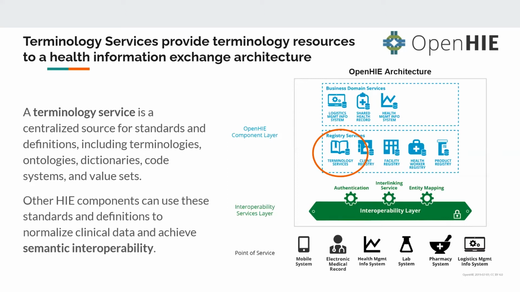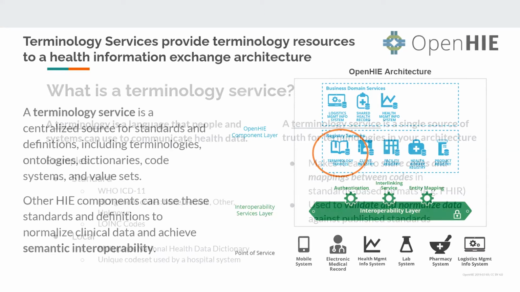And so let's just talk through, what is the terminology service? How are people using it? How does it help? And so the terminology service is the location where you would have a central source for publishing your standards and definitions, terminologies, in your architecture and making them available.